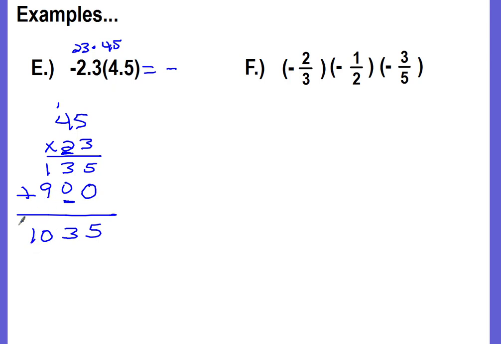Now I go back and I figure out how many decimal places I need. I had 1 decimal place in the first factor. I had 1 decimal place in the second factor. That's a total of 2. So here's 1, here's 2, place the decimal point.